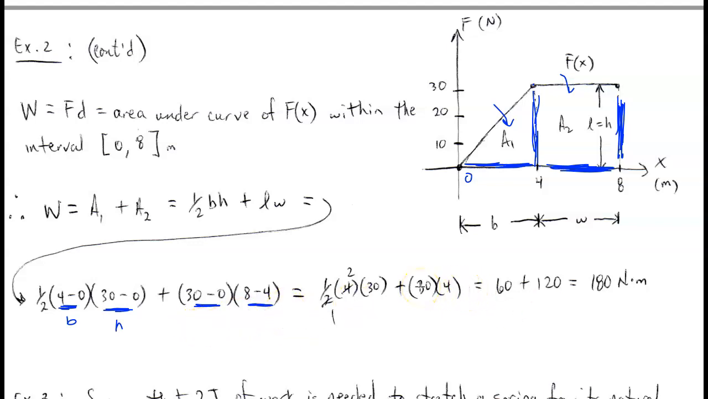Once you do all the math for each term and add it up, you see that you get 180 newton meters, or another way we could say that is just 180 joules.